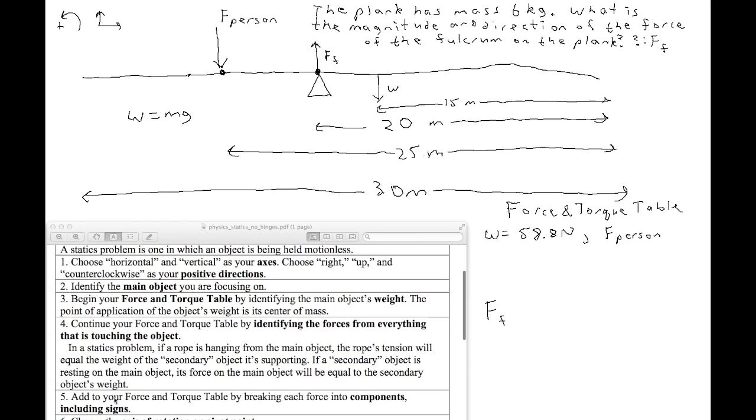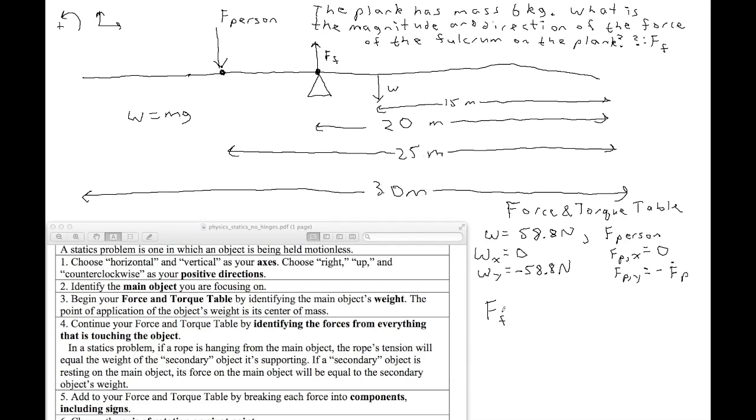All right, then step 5, we have to break each force into components. So for example, what would be the X component of the weight? 0. And what would be the Y component of the weight? 58.8 newtons. And down, so negative. That negative is really important. We have to do the components including signs. That's crucial. Now, how about the force from the person? What is the X component of this force? 0. And what would I write down for the Y component? That's negative F person. Right, with a dot, because now that's just the magnitude.